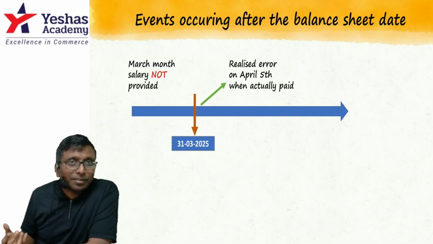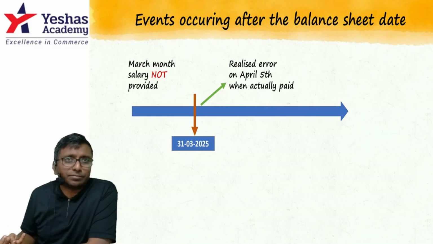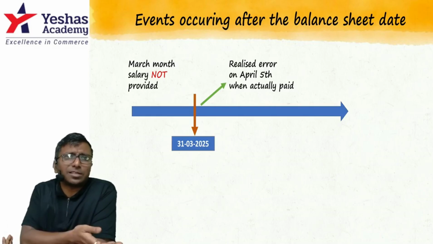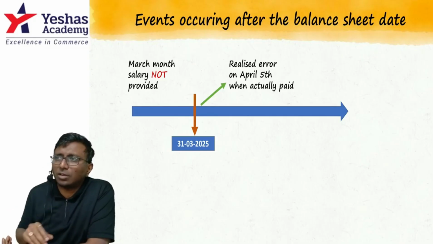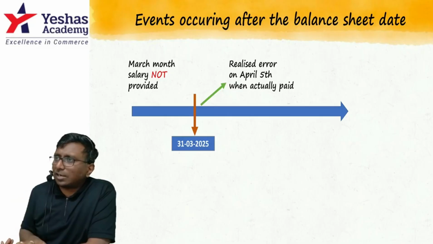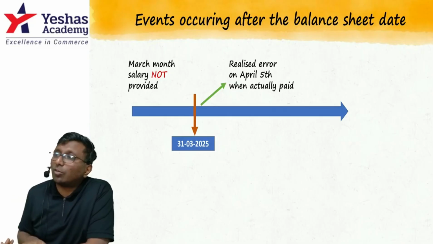Sorry? 31st March, what should you do? Liable to pay. Create a liability as on 31st March. Correct. Now, you should put a backdated entry. Yes or no? Can we put a backdated entry or not? Yes, you can put. Till what time?